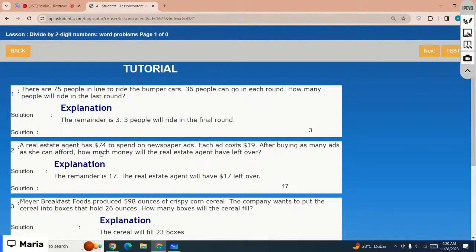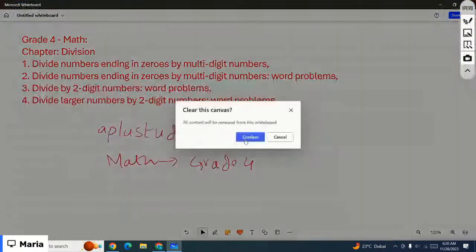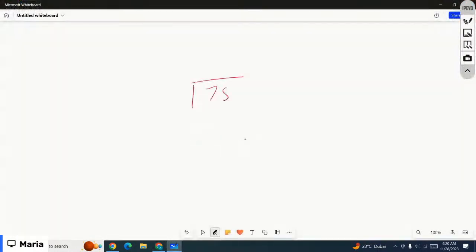But you have already written the answer. Basically, what you have to do is divide 75 by 36. 36 times 2 is 72, right? And 75 minus 72 is 3. That means in two rounds 36 people go each, but the third round has only 3 people because they are left with just 3, right? Let's just start with the practice questions.